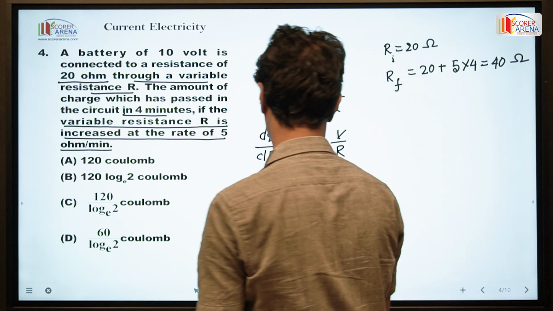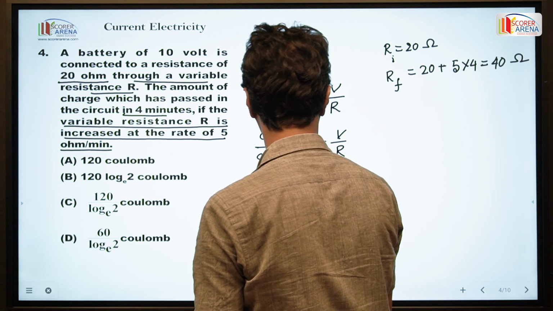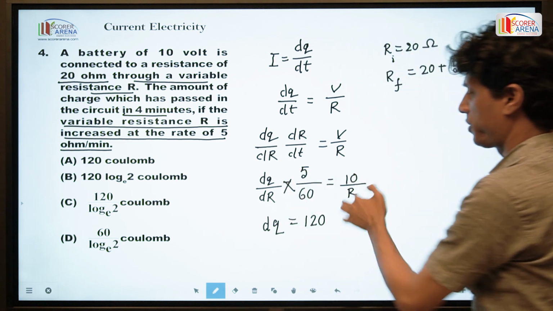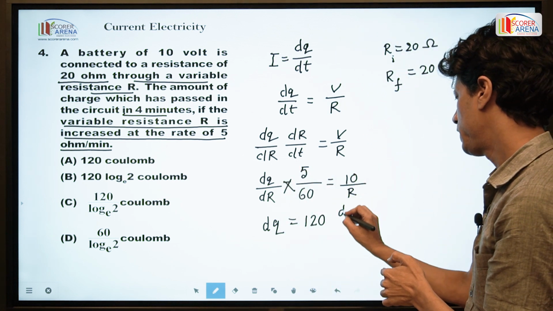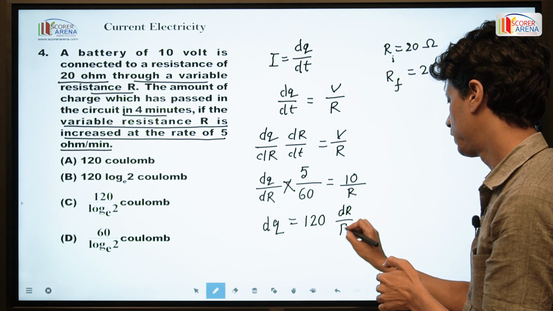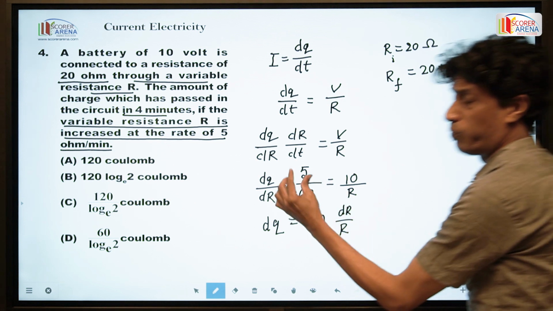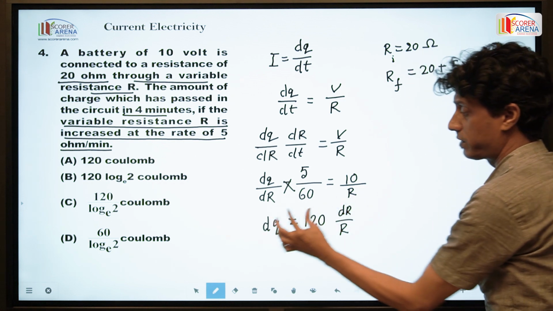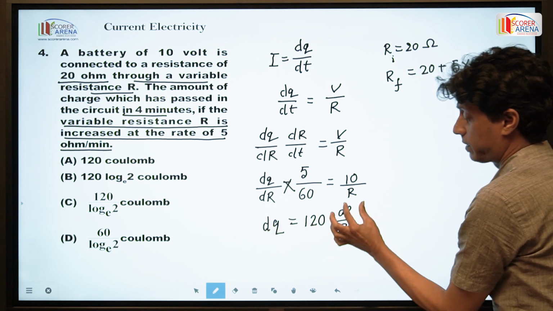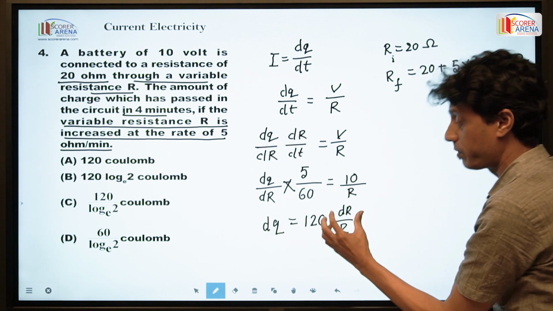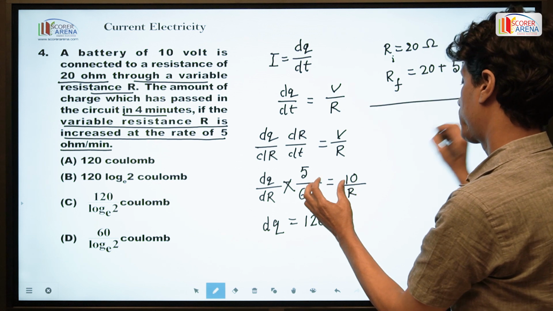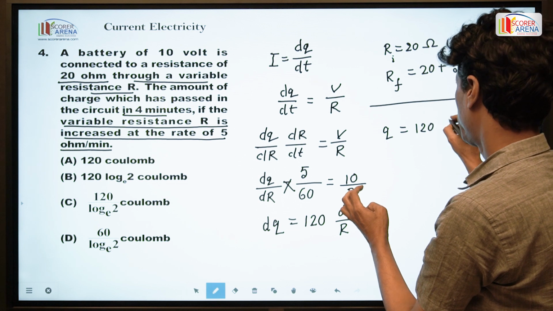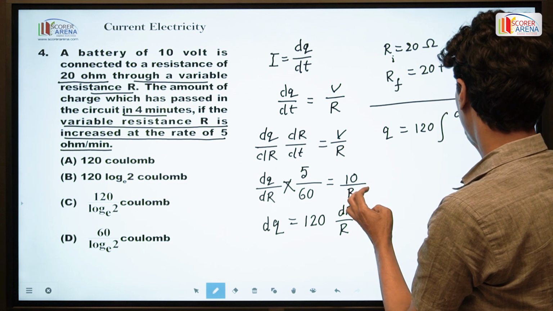So simply dq is equal to 120 dR by R on simple calculation. So a very small charge passes through the conductor of resistance R, this is the change in charge and this is the change in resistance, since this resistance is variable. So on integration, q is equal to 120 integral of dR by R.